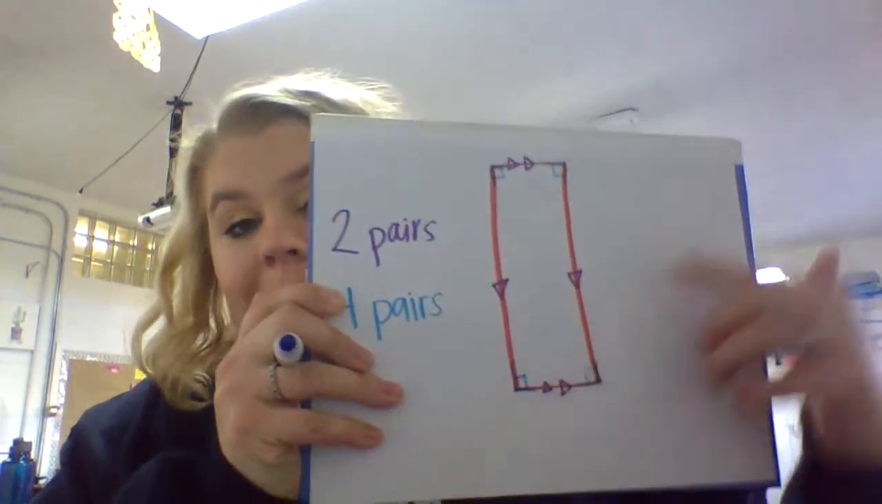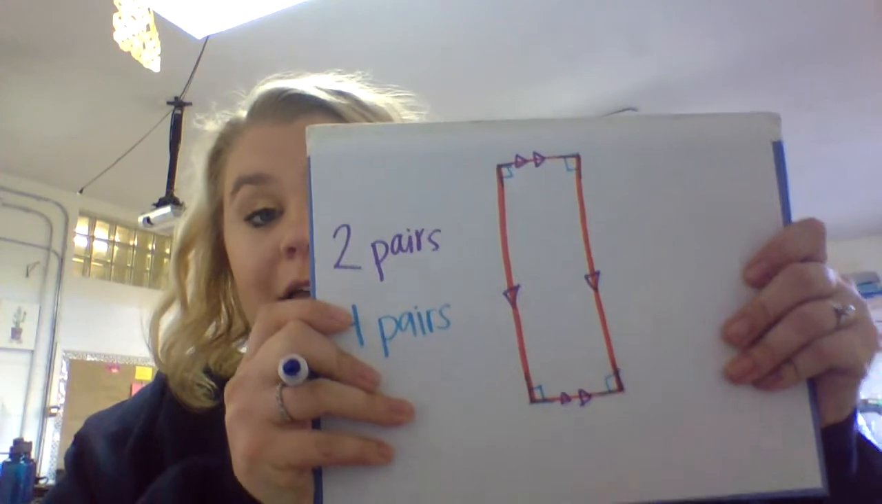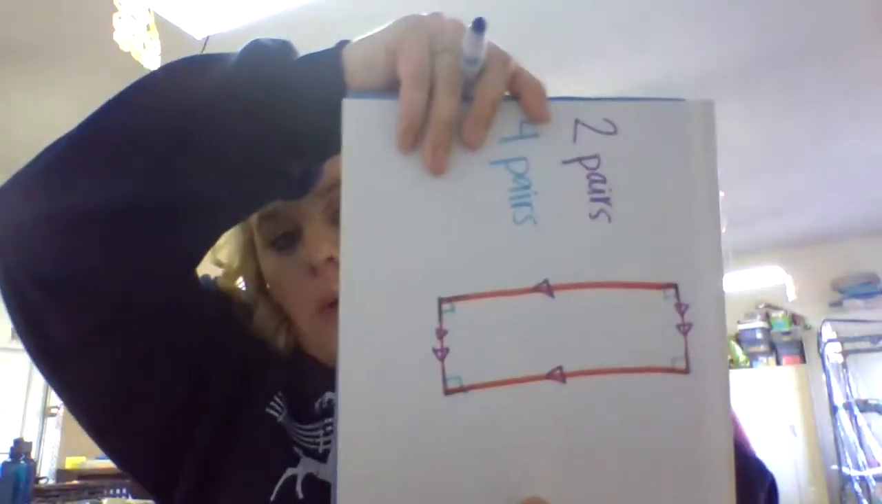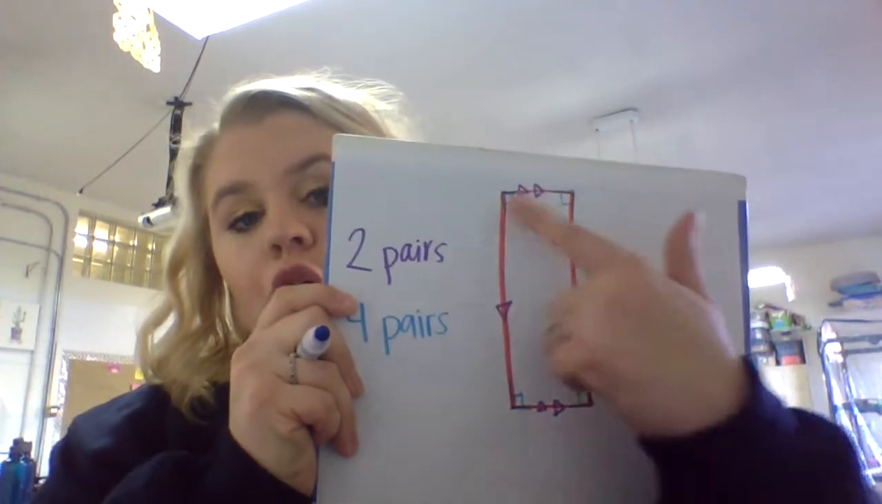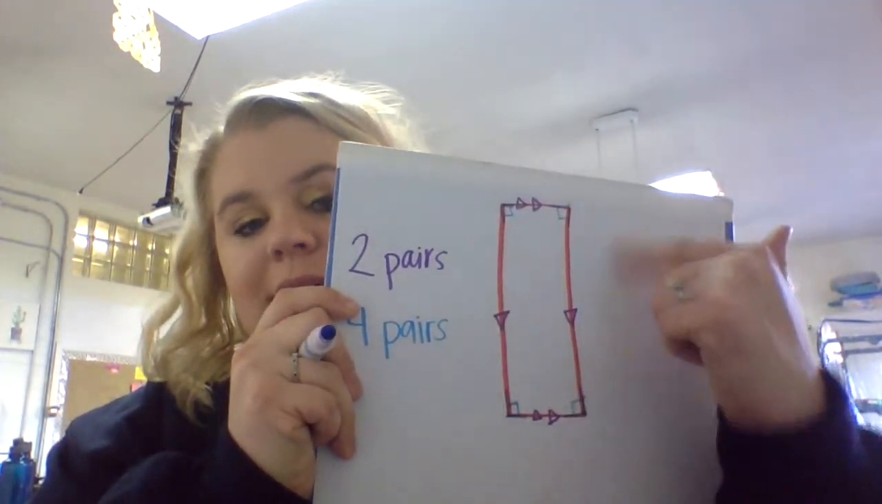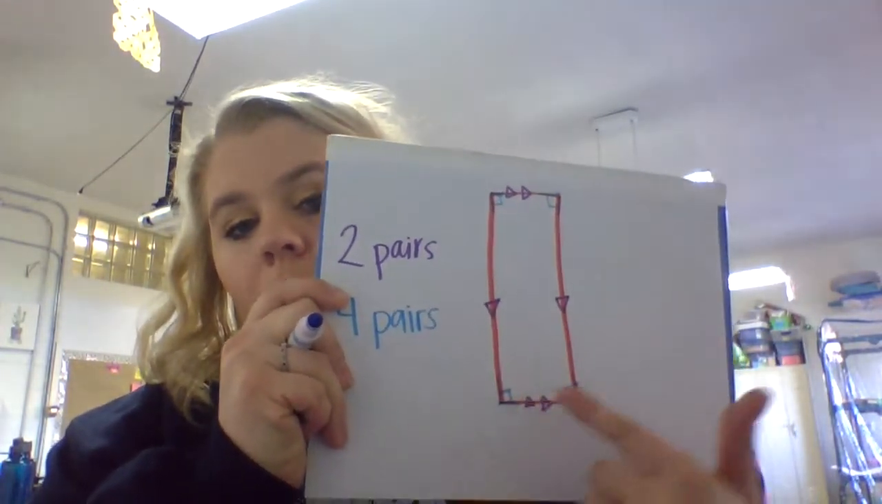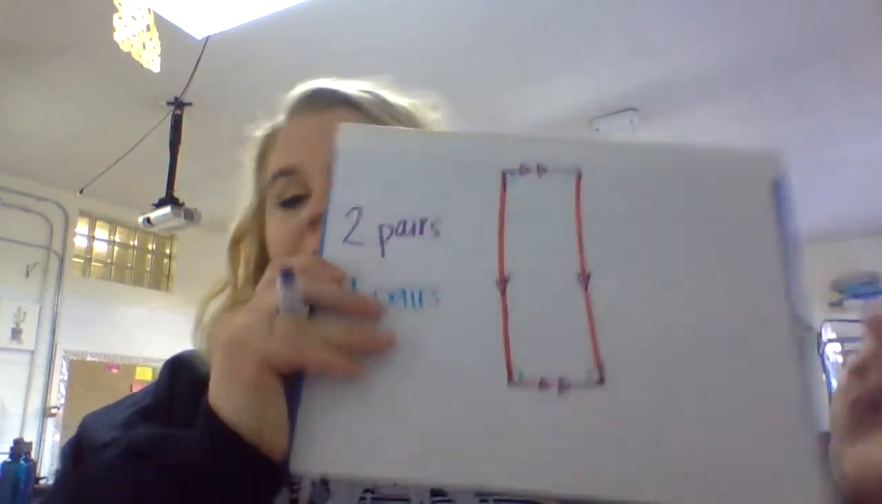So a rectangle, it doesn't matter if the rectangle is vertical like this or if we turned it horizontal, a rectangle has 2 pairs of parallel sides and has 4 pairs of perpendicular sides.